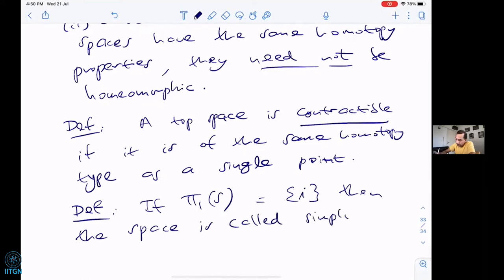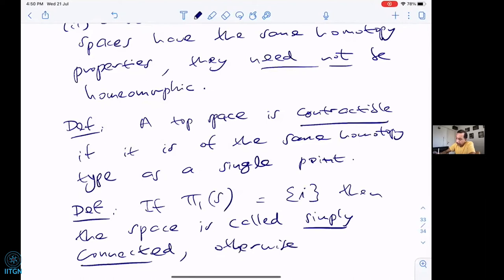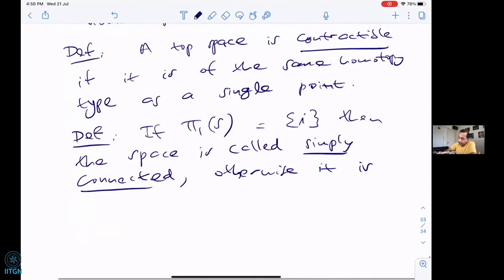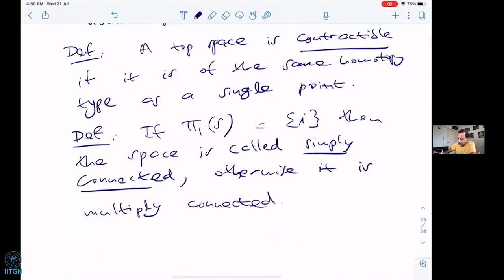Maybe I didn't say it. Simply connected. Otherwise, if pi 1 is non-trivial, it is multiply connected. Okay. So that's all the definitions and it's pretty much all the theorems.